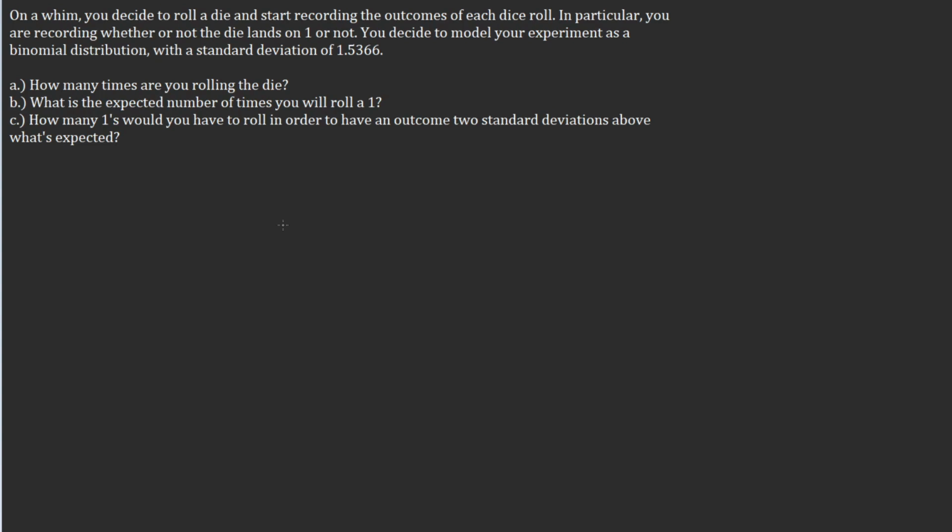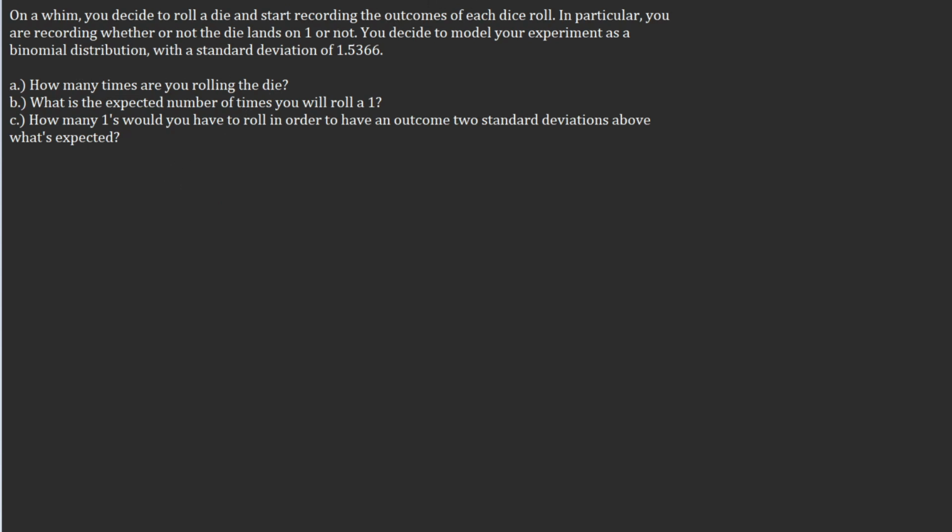We've got a second example here. It says, on a whim, you decide to roll a die and start recording the outcomes of each dice roll. In particular, you are recording whether or not the die lands on a 1 or not. You decide to model your experiment as a binomial distribution, and you come up with a standard deviation of 1.5366. The first part of this question is asking us how many times are you rolling the die.